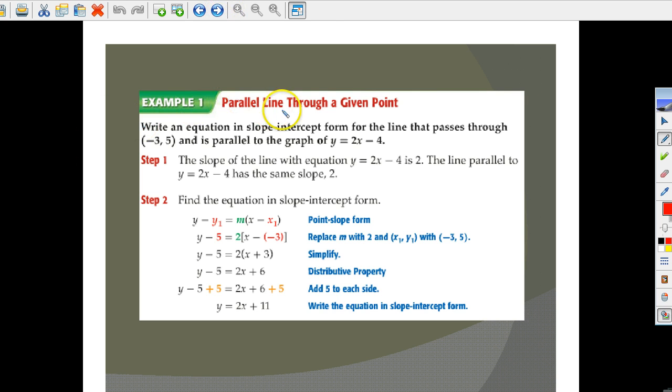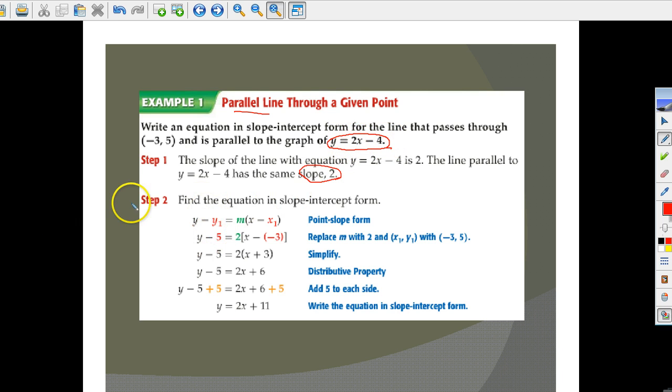Okay. Parallel line through a given point. Write an equation in slope-intercept form for the line that passes through (-3, 5) and is parallel to the graph of y = 2x - 4. So when a line is parallel, the slope is equal. They're congruent. They're the same. The slope of a line with the equation y = 2x - 4 is 2. So the line parallel to y = 2x - 4 has the same slope of 2. So that's what we get from here. The slope will be 2.